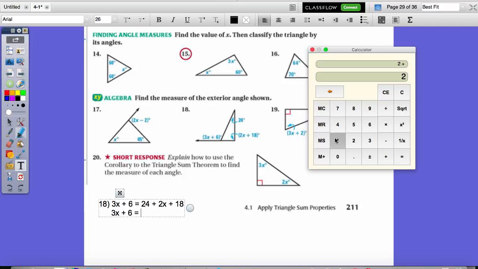Just going to do it on here so you see exactly what I'm doing, even though you should be able to do this in your head. Whoops, obviously I need a calculator because I can't even type it right. 24 plus 18 is 42. And we have 42 plus 2x. We're going to subtract 2x from both sides. So 3x minus 2x is x. Bring down the 6.